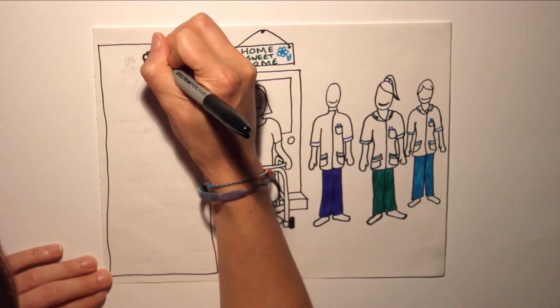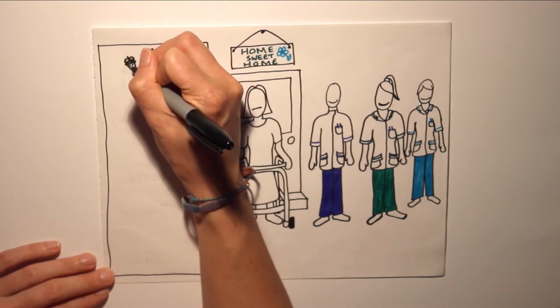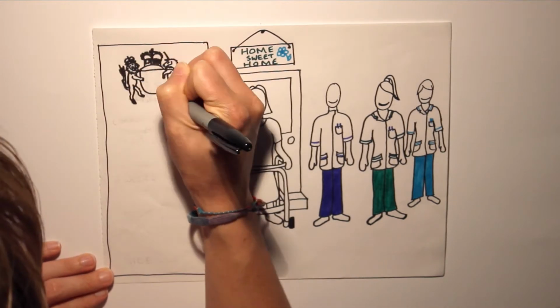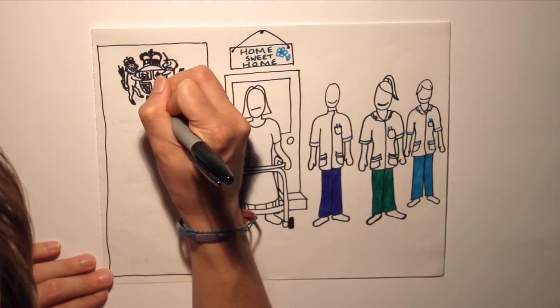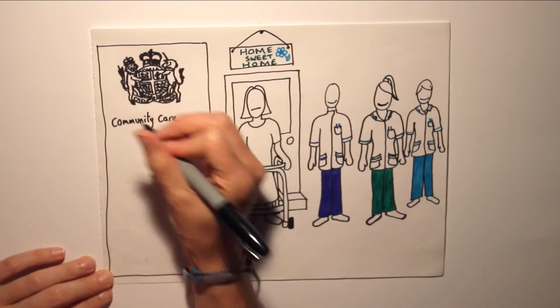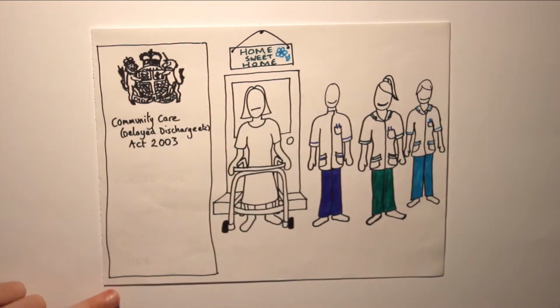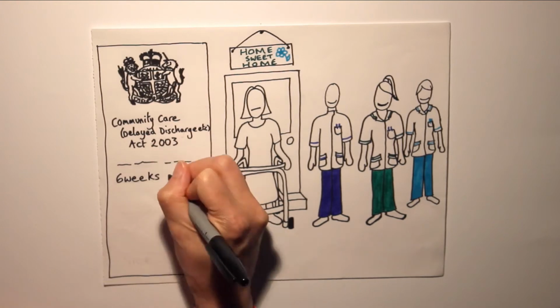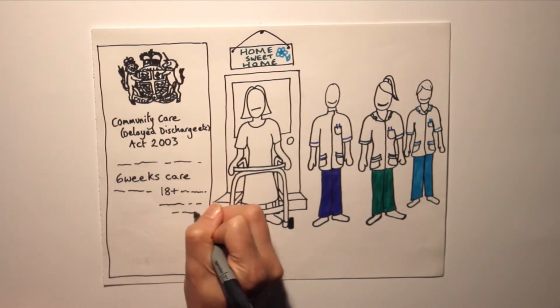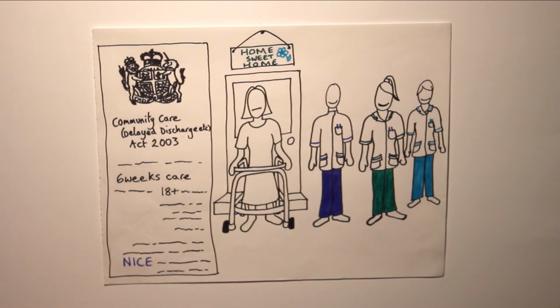This service is underpinned by national legislation. The act most prevalent here is the Community Care Delayed Discharge Act 2003. This piece of legislation sets out the aims and objectives of the service, who provide a structured programme of care for a period of 6 weeks to anyone in need of the service who is 18 years and older. The main aim being to reduce unnecessarily long stays in hospital.